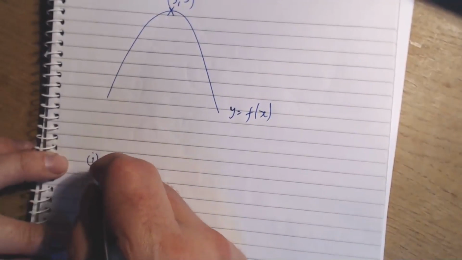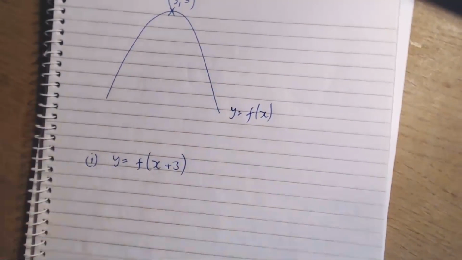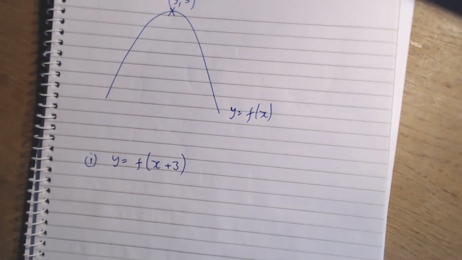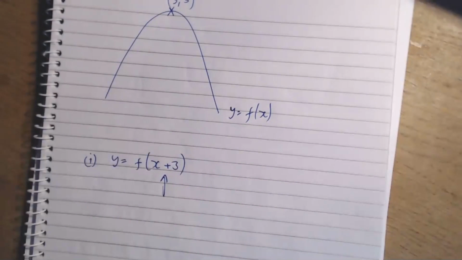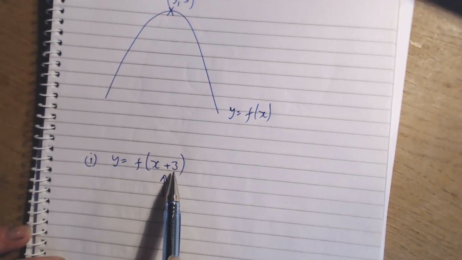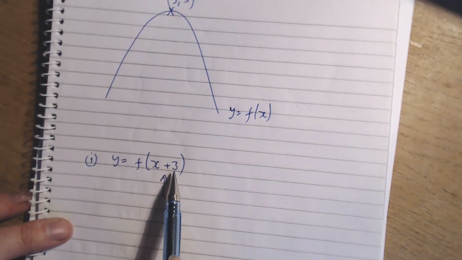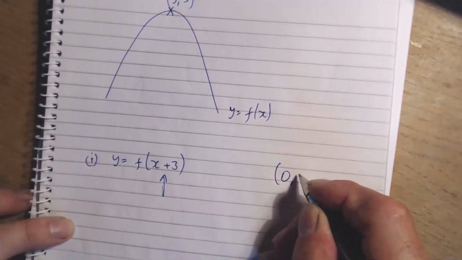Now, part 1, we've got to write down that coordinate for this graph. There's a nice shortcut for these. If the change is inside the function, like it is here, then it affects the x coordinate, the x value, and it does the opposite to what it says on the tin. So because this is saying +3 and it's inside the bracket, we're actually going to take away 3 from the x coordinate. So our answer here is going to be 0, 5.